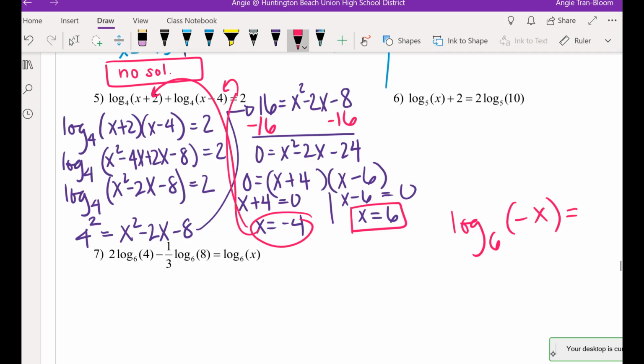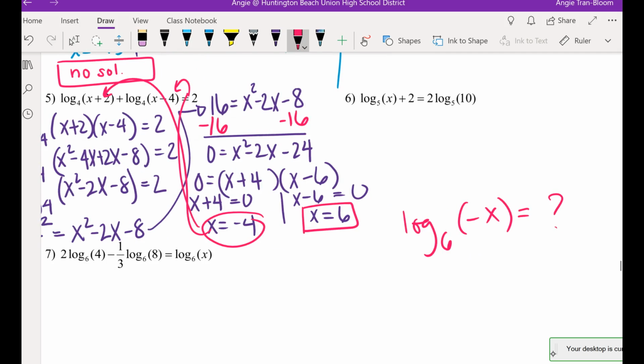Let's say that log base 6 of negative x equals something, right? And you solve for x and you come out, let's say, -6. Would you agree that I can keep that? Because when I plug it back in, a negative and a -6 make it a positive. It's okay to have a negative x, just that when you plug it in, it can't be negative in the domain. Okay?